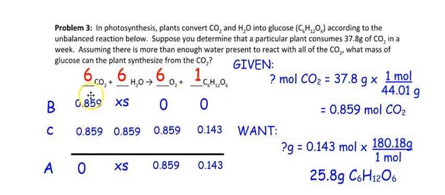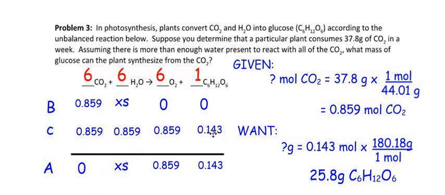And you can take this, divide by 6 times 6. It's the same number, isn't it? You take this, divide by 6 times 6. It's the same number, isn't it? And you take this, divide by 6 times 1, you get 0.143. And then you can fill out your BCA table. You subtract, subtract, add, add.